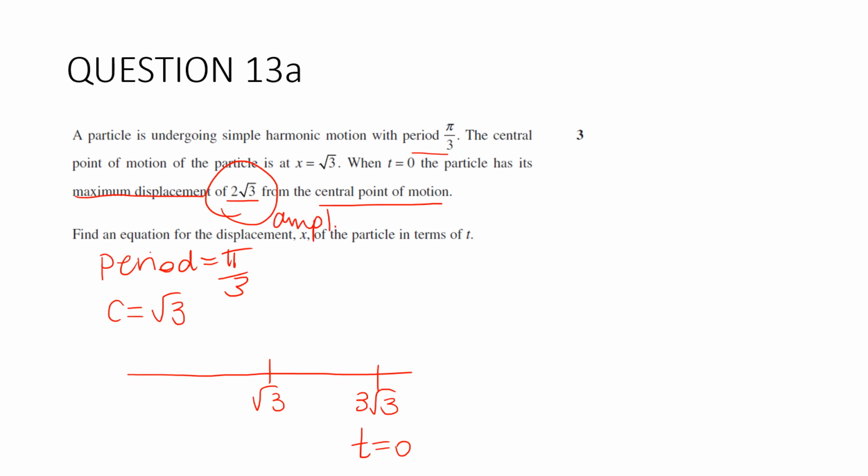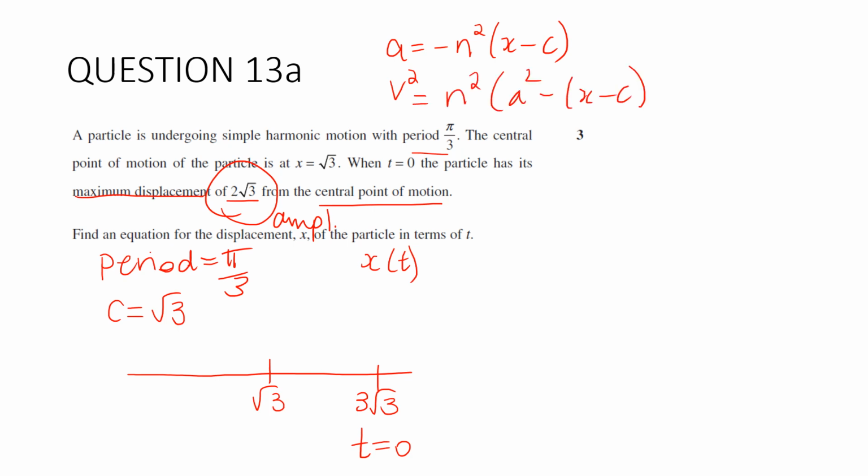Find an equation for the displacement x of the particle in terms of t. Now, we could use a equals negative n squared x minus c, but we're going to come into difficulty when we integrate that. We'll end up with v squared. And likewise, if we use this formula, we're going to have the same problem. So I'm inclined to just propose a model. Now we know it's starting at the maximum point, which means cos is most appropriate because it starts here.